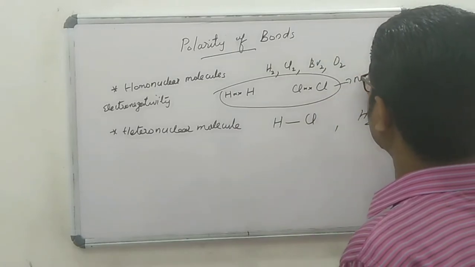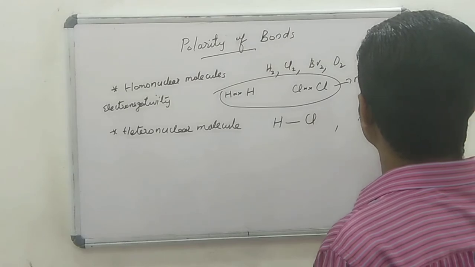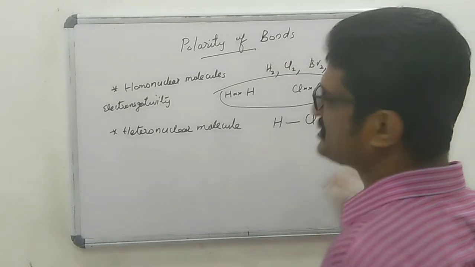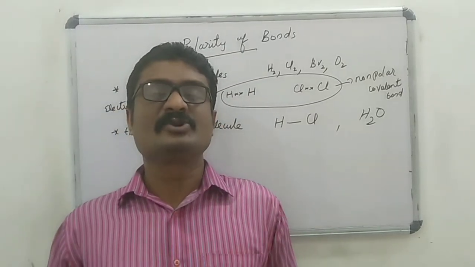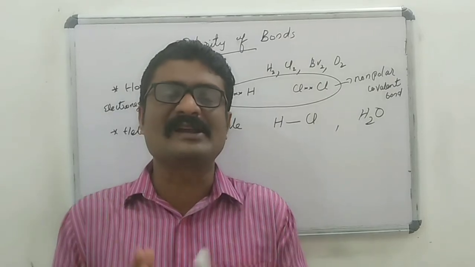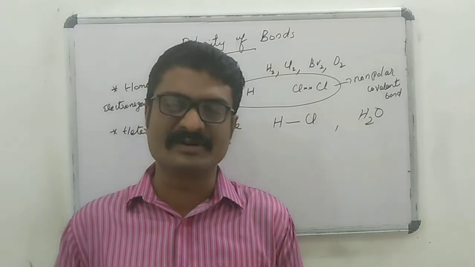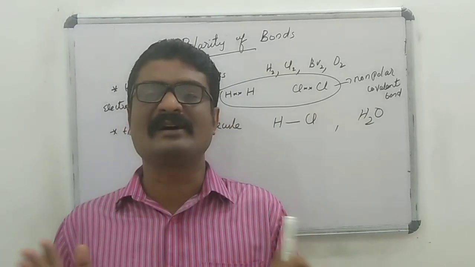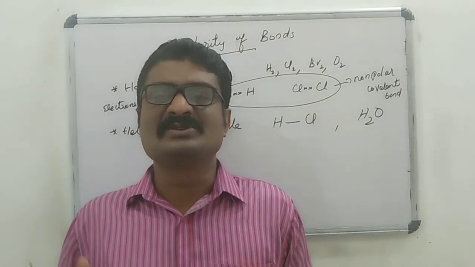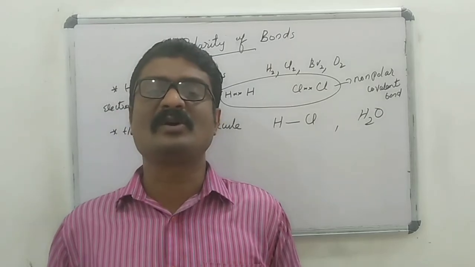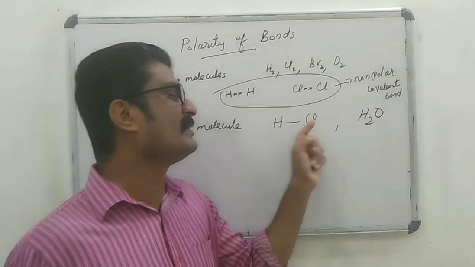What is meant by a non-polar covalent bond? If a covalent bond is formed between two similar atoms, the bond pair of electrons is equally shared between the two atoms. Such a covalent bond is called a non-polar covalent bond. Homonuclear molecules like H2, Cl2, etc. have a non-polar covalent bond.